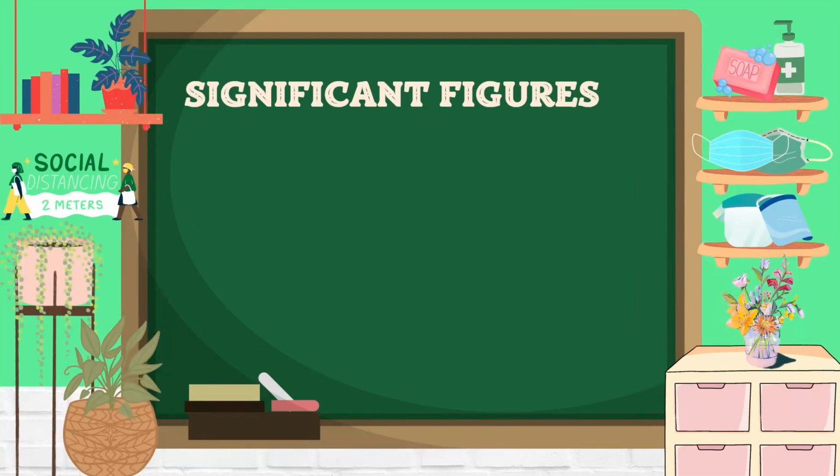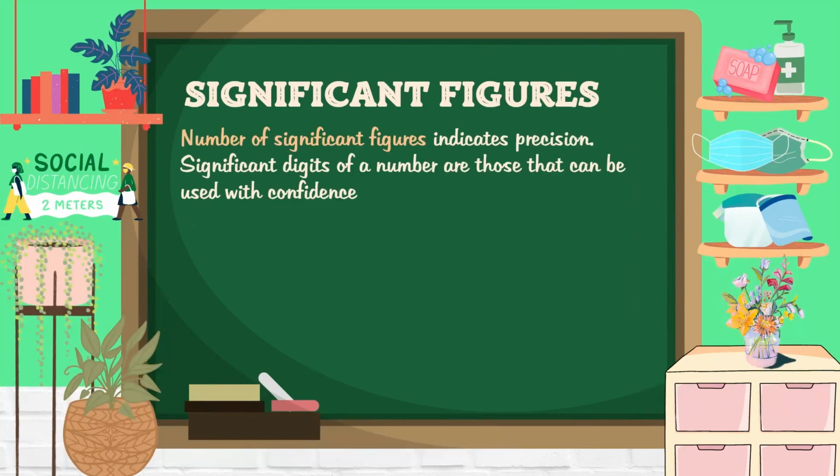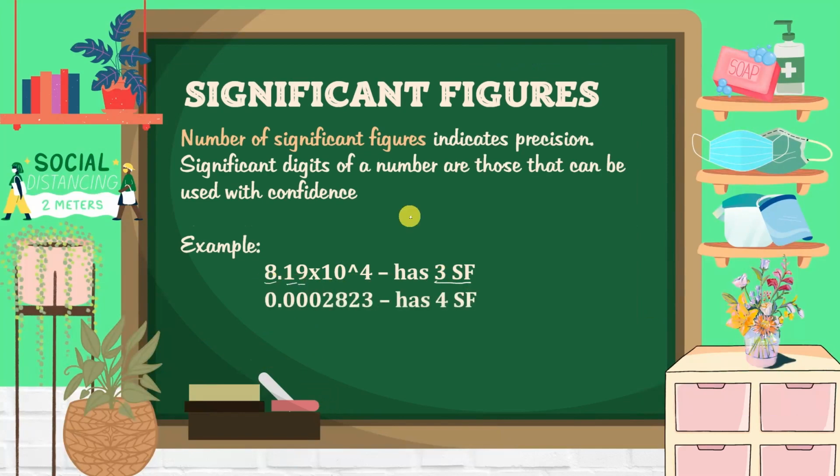Significant figures. The number of significant figures indicates precision. Significant digits of a number are those that can be used with confidence. For example, we have 8.19 times 10 raised to positive 4, which has 3 significant figures: 1, 2, and 3. And 0.002823 has 4 significant figures. Why 4? We all know leading zeros are not significant. So 1, 2, 3, and 4.